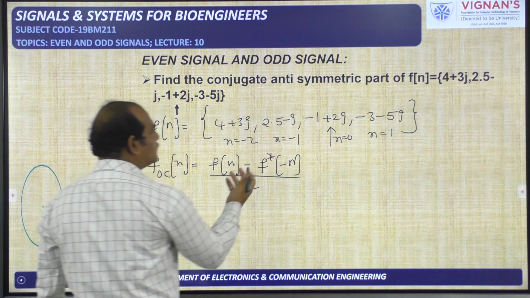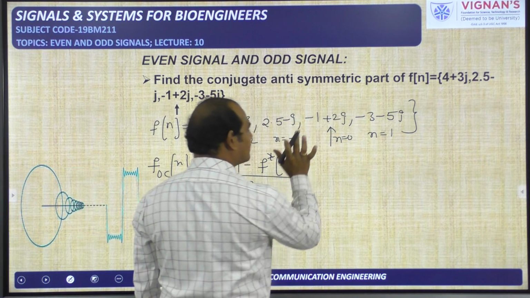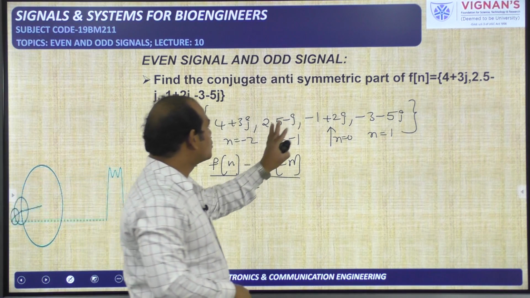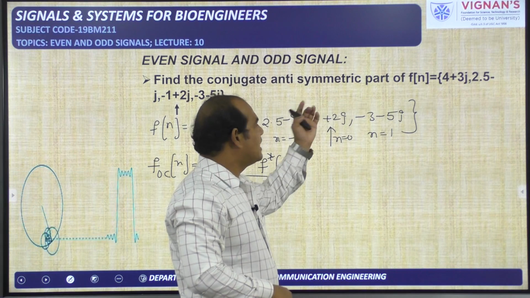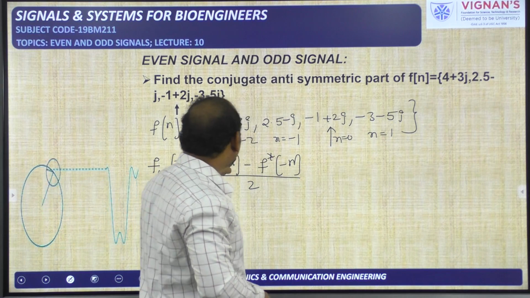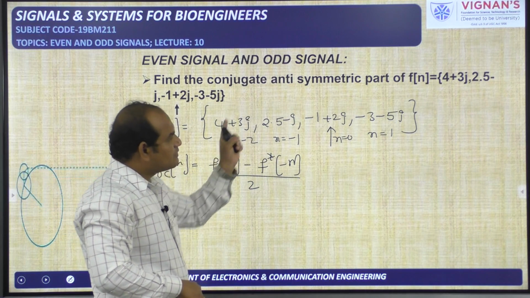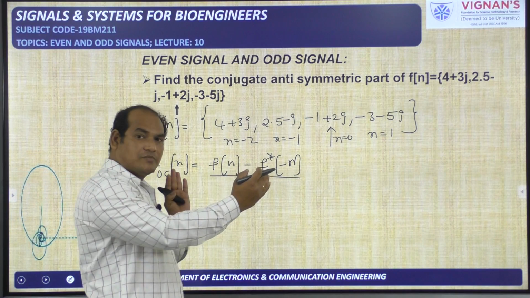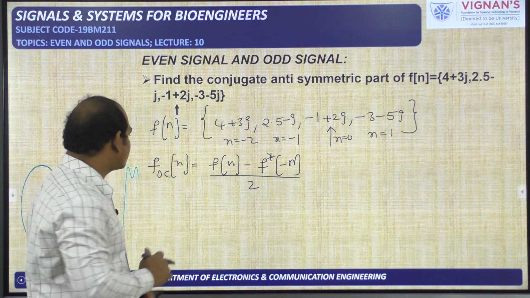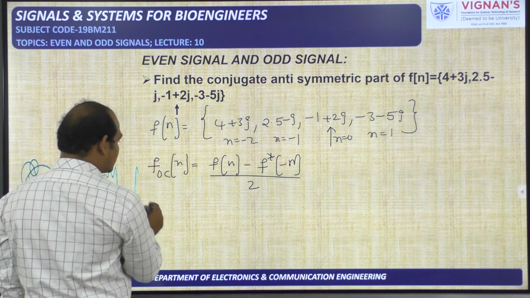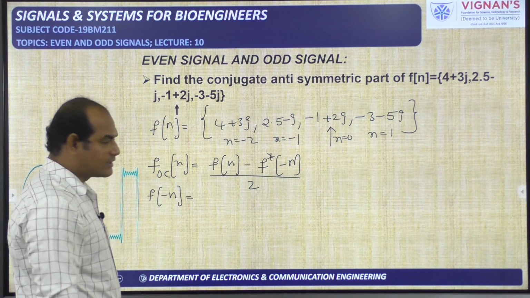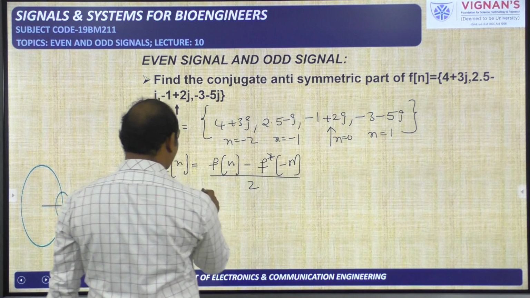Now if you take the time reversal property of this particular signal, because here f of minus n is there, I am talking with respect to time reversal also. So if you rotate this signal with respect to y axis, whatever the sample is available at n is equal to 1, that will be at n is equal to minus 1, and whatever the sample at n is equal to minus 2, that will be at n is equal to plus 2. So at maximum we need the n values from minus 2 to plus 2. So I am calculating now f of minus n. f of n already we have. Now I am writing here f of minus n.